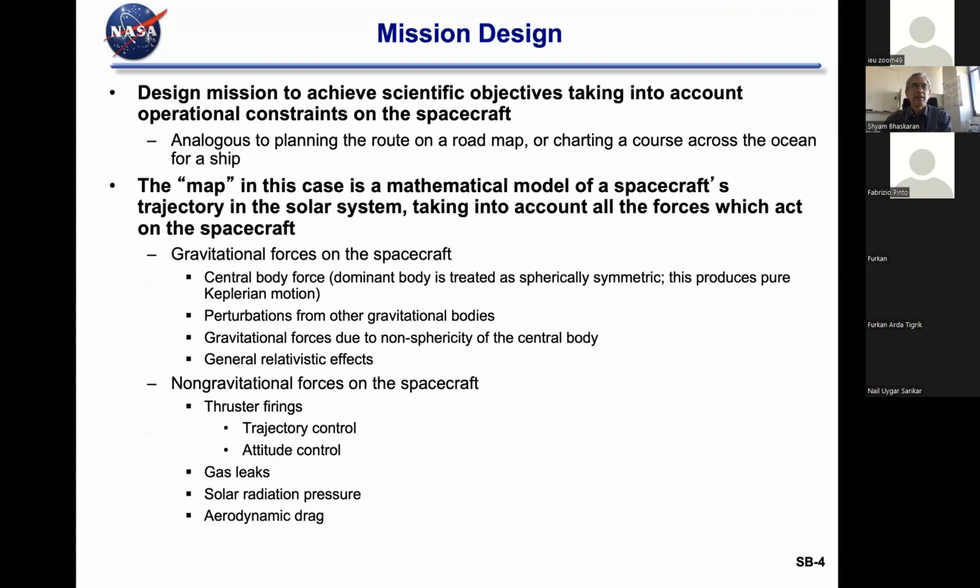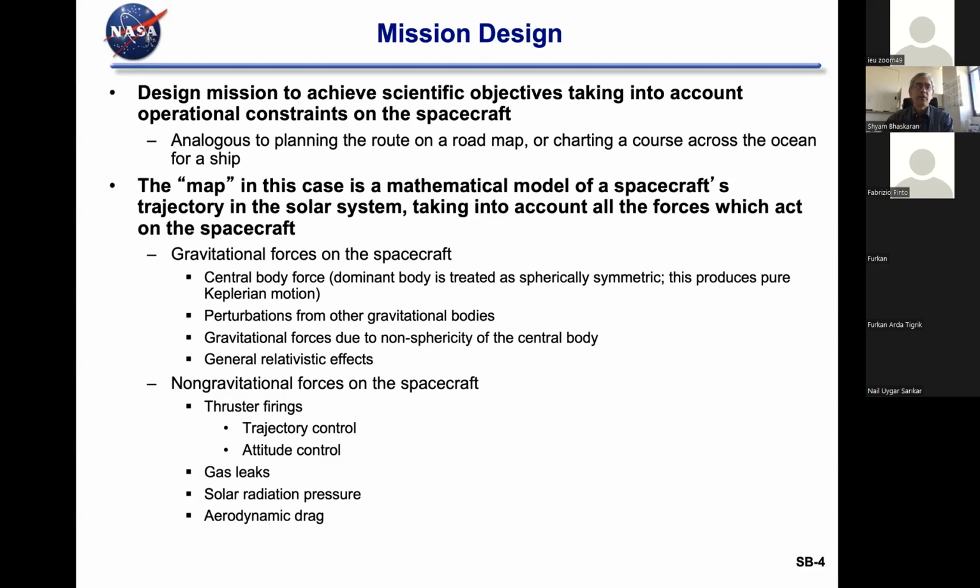So, as I said, the first part of going out to deep space is planning the route. This is analogous to planning the route on a road map or charting across the ocean on a ship. But our map in this case is a mathematical model of a spacecraft trajectory in the solar system. And we do that taking into account all the forces which act on the spacecraft.